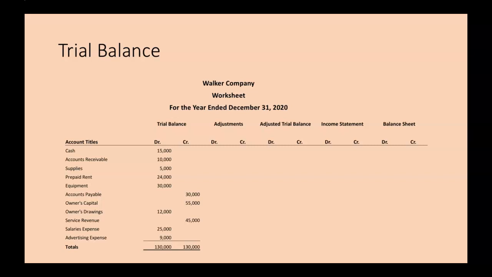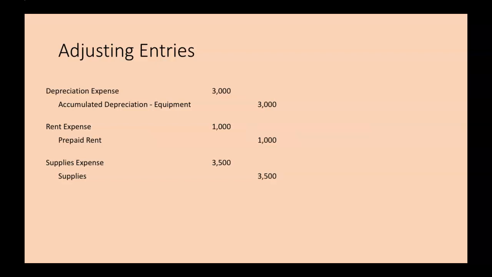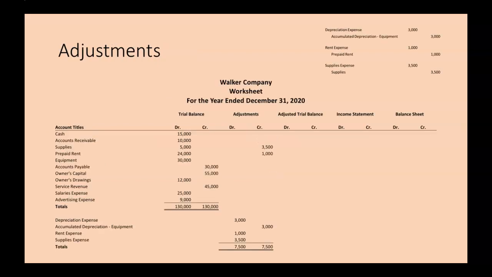So once you've filled out the trial balance section, you'll notice the next section says adjustments. For this one, we're going to need some adjusting entries. So we'll use these three adjusting entries here for depreciation, prepaid rent being used up, and using some supplies. We'll have those three adjusting entries over in the upper right corner, and we'll reference these as we go through this adjustments section.